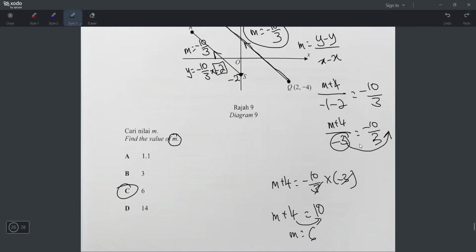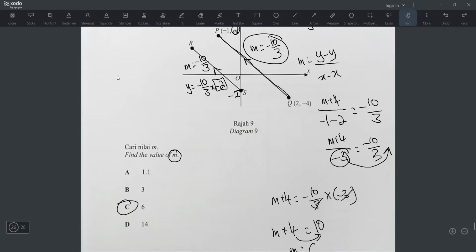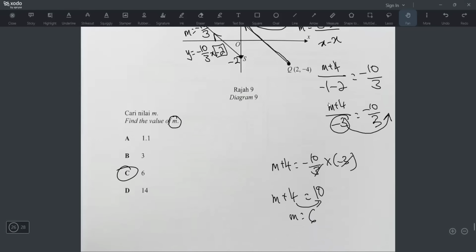Usually I will only darab silang when it's something over something equals something, and the unknown is dekat bawah. Like when you want to find x or m, and the unknown is at the bawah, then only I darab silang. But actually for this one, if you want to darab silang also can. You'll get the same answer, believe me. But usually I will only do it when the thing I want to find duduk dekat bawah the fraction. So for this, I will just do it like this because this is the easier way.